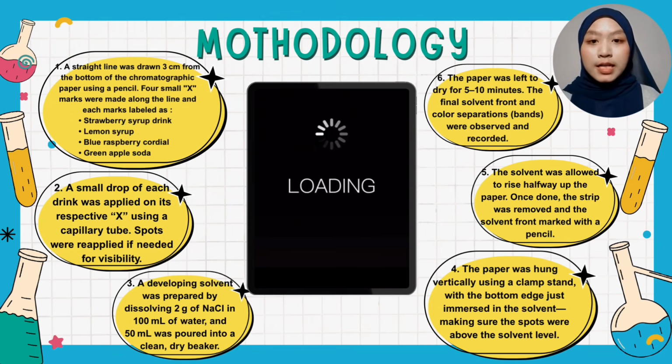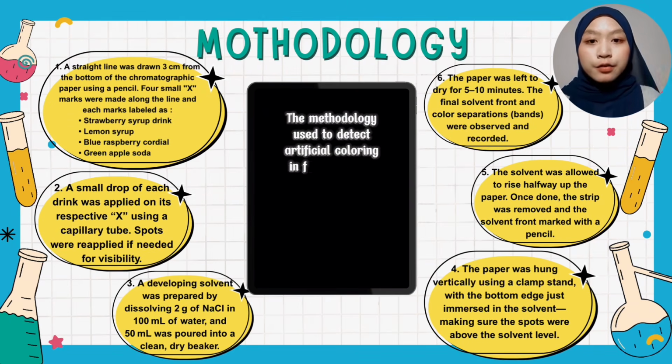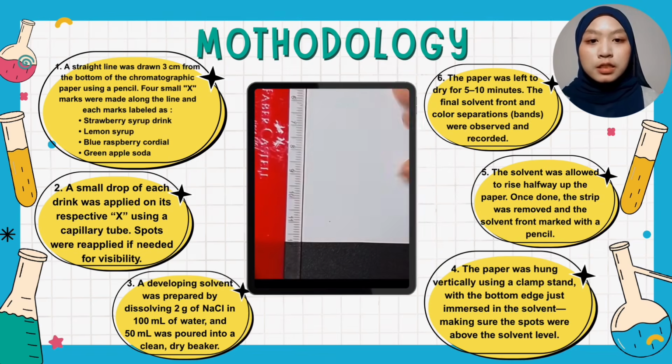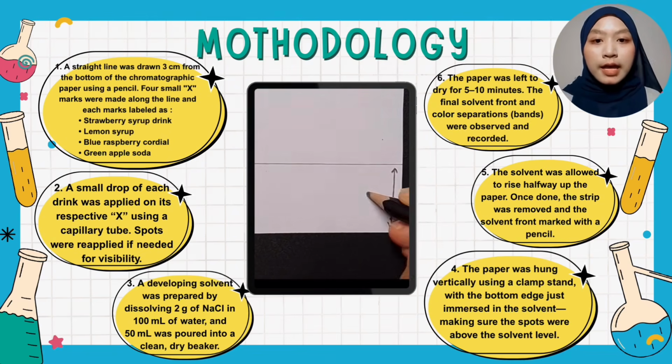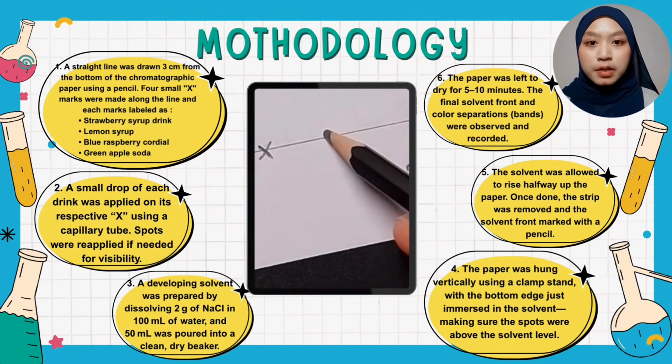Okay, next I will explain the methodology used to detect artificial coloring in 4 selected drinks using chromatography paper. First, draw a straight line with a pencil 3 cm from the bottom of the chromatography paper and mark 4 small X along the line, each about 3 cm apart.